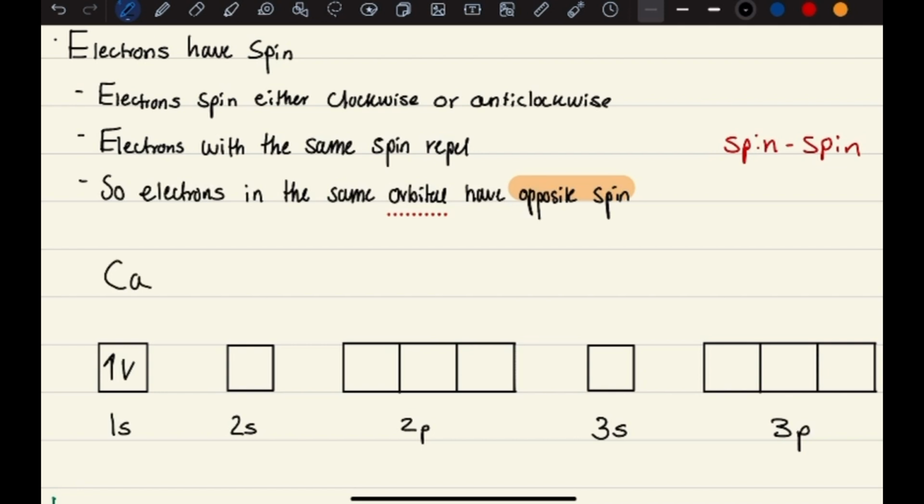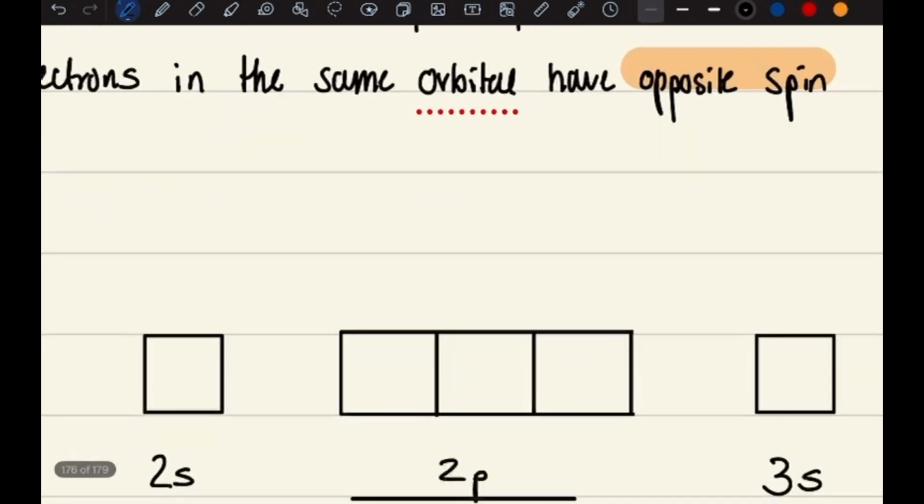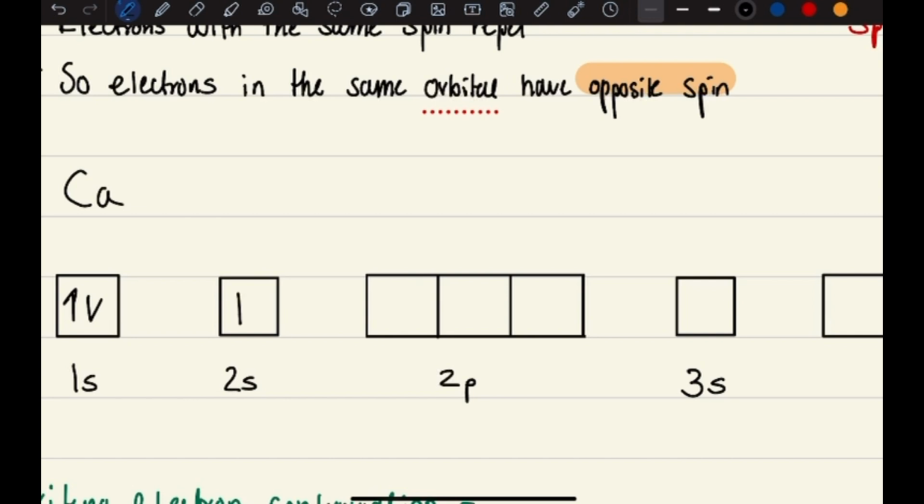Now, again, we want to fill up the s orbital. We've done the first shell. In the second shell, we're going to do the same thing. We're filling up the electrons. We're going up each energy level. There's more energy as you keep going.